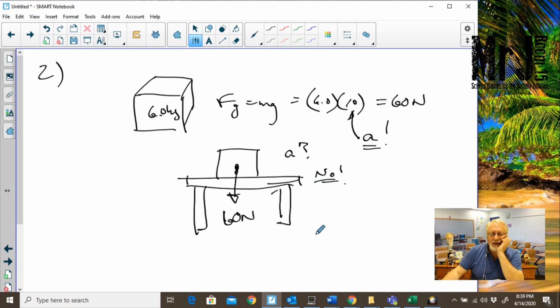It's not accelerating. But you can think of it as somebody came along and cut through these legs. What's going to happen? Well, the whole thing goes down.